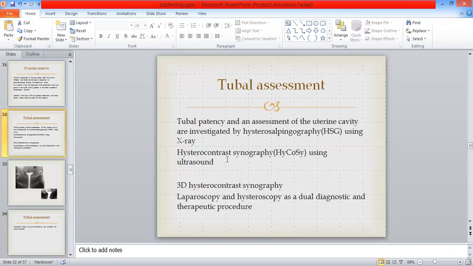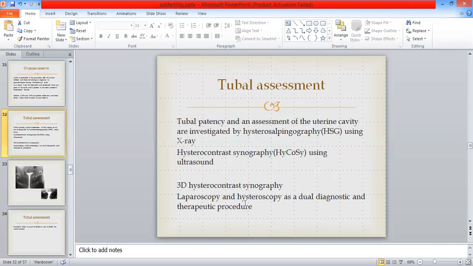The other investigation is sono-contrast sonography using ultrasound. In hysterosalpingography, we take an X-ray, but in sono-contrast sonography, when we pass the Foley catheter, we inject normal saline and then watch the saline by ultrasound. By ultrasound, the normal saline will be present in the form of free fluid in the peritoneal cavity, by which we assess whether the tubes are patent or not. So there are three investigations available for assessment of tubal patency.